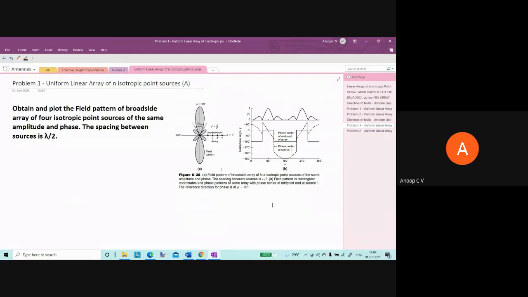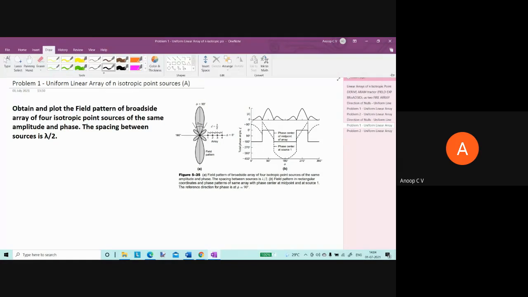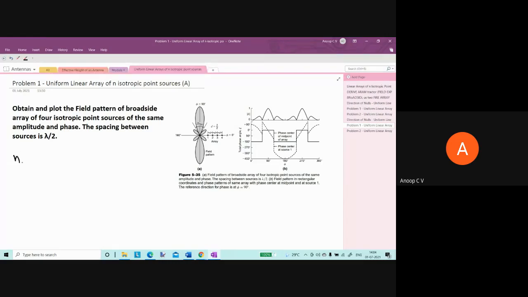For the exam, they'll be asking something like this. Let me read out the problem: obtain and plot the field pattern of a broadside array of 4 isotropic point sources of the same amplitude and phase. The spacing between sources is lambda by 2. We did the general derivation yesterday, but in the exam they'll ask like this. Let me note down what is given: n is equal to 4, separation d is equal to lambda by 2, and it is a broadside array.